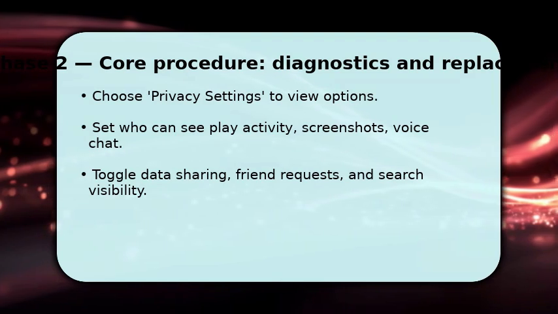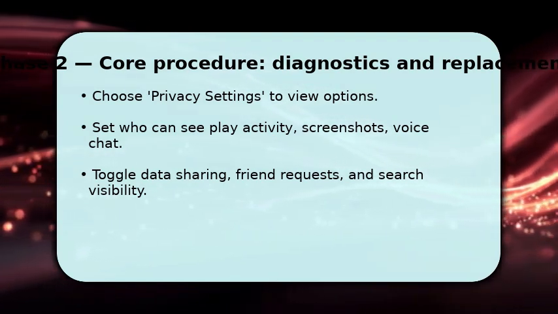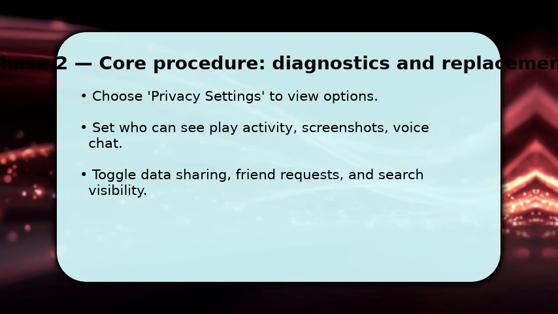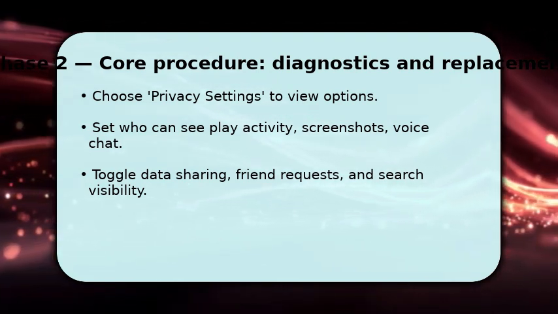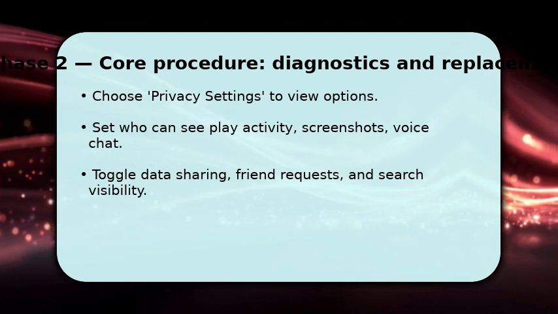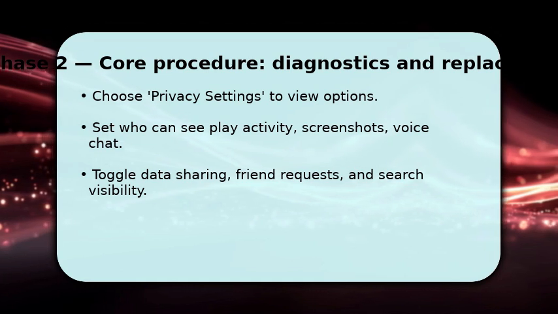You'll see options for sharing activity, screenshots, voice chat, and who can find or add you. Change visibility to friends, friends of friends, or no one depending on your comfort level. Toggle data sharing with Nintendo off if you want less telemetry. Make sure to confirm each selection with A.